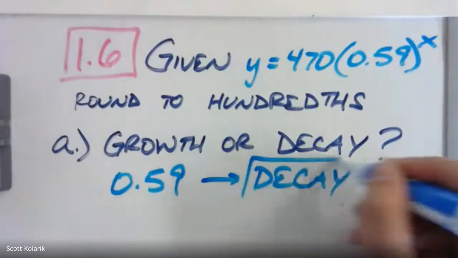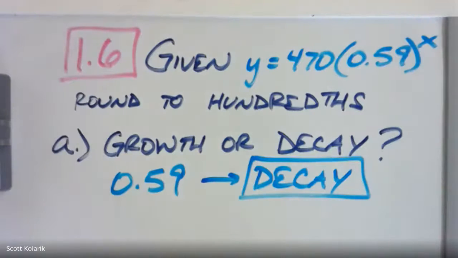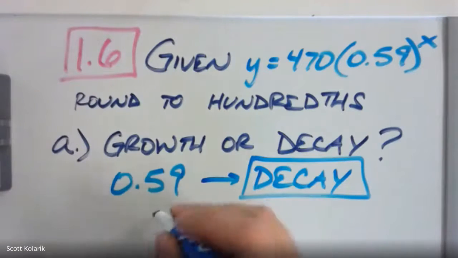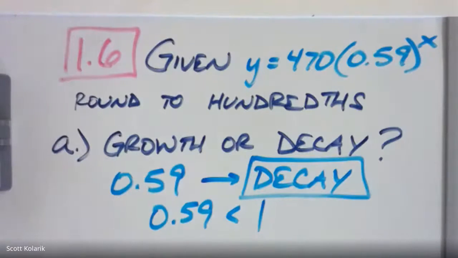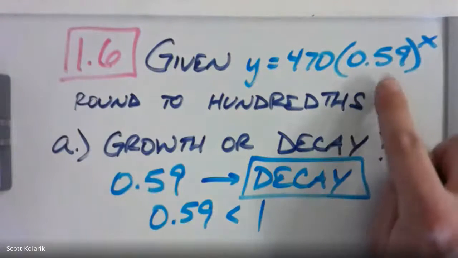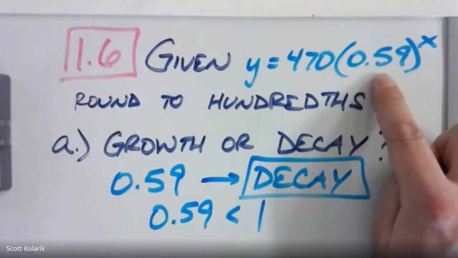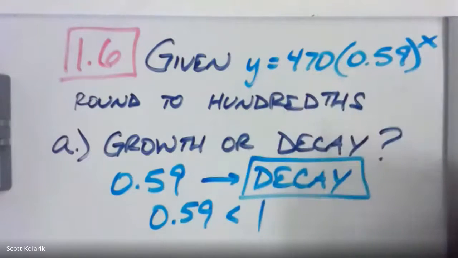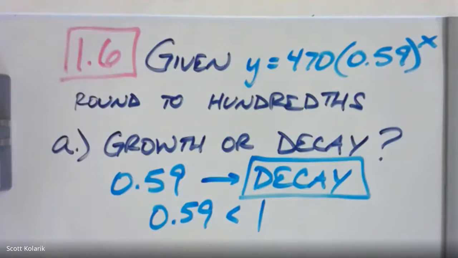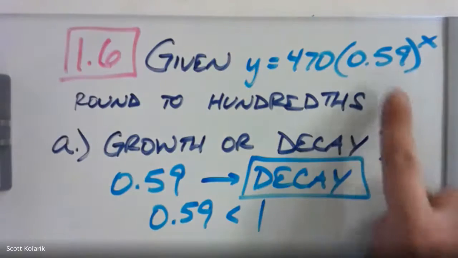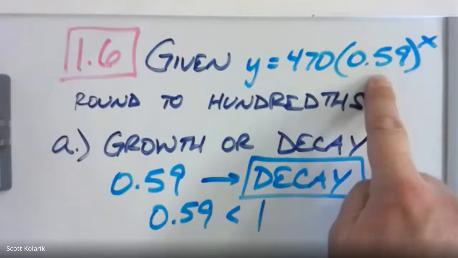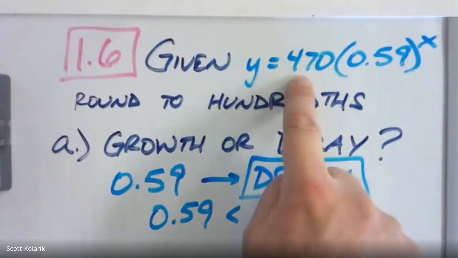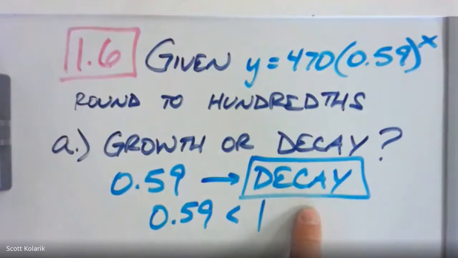Decay would be my final answer, but you may be curious as to why it's decay. The fact that 0.59 is less than 1 is why it's decay. Let's think about that for a second. Had my constant multiplier been 1, then every time I multiply by something, that'd be 1 times something, and 1 times anything keeps it exactly the same. That would be an example of what we call a constant function. If my constant multiplier is less than 1, say 470 times 0.59, that will quite obviously be less than 470, thus decaying or getting smaller.